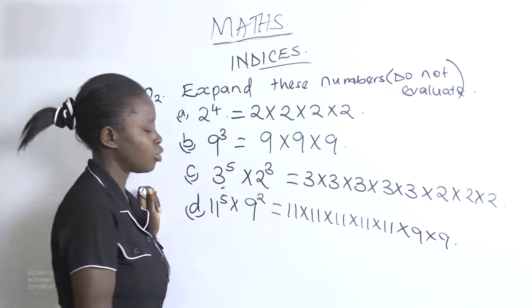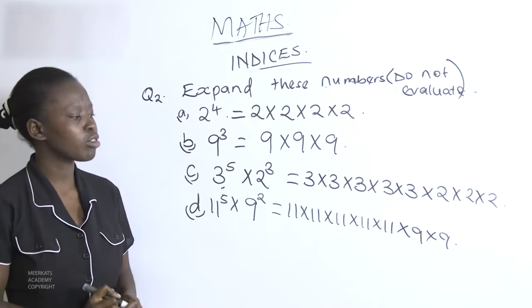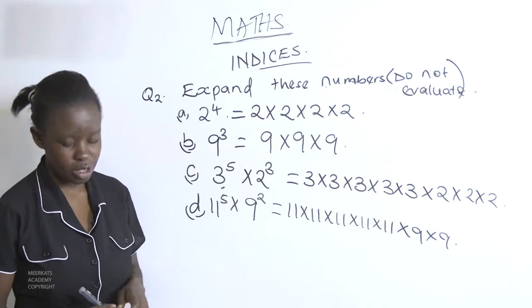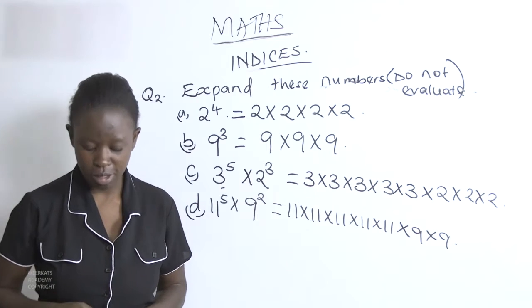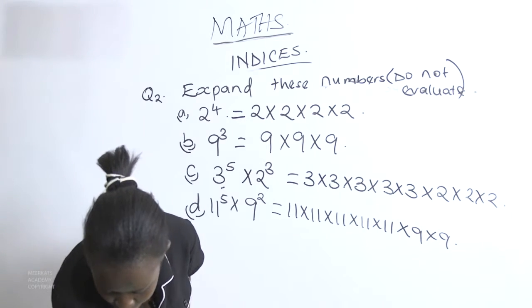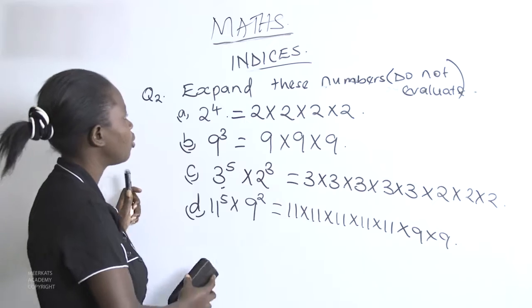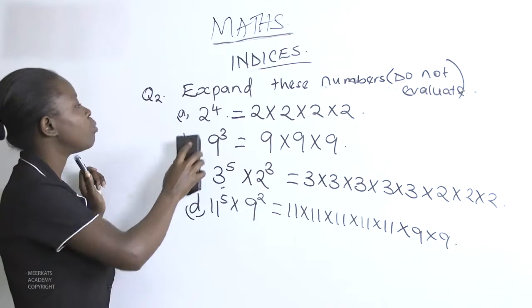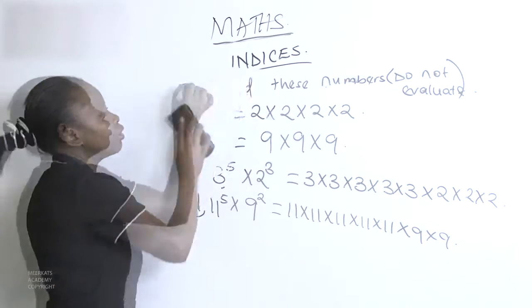So we have repeated multiplication of 11 five times, then repeated multiplication of 9 two times. So that is how we expand when you've been given a number in power form.